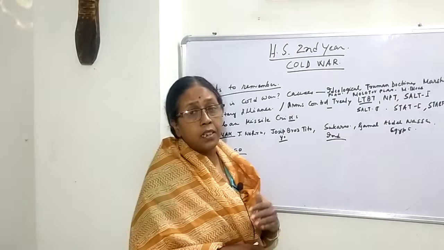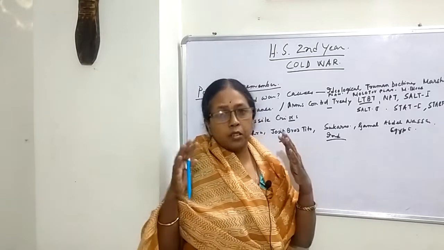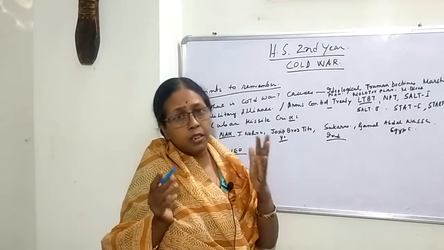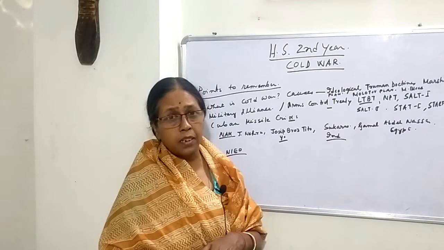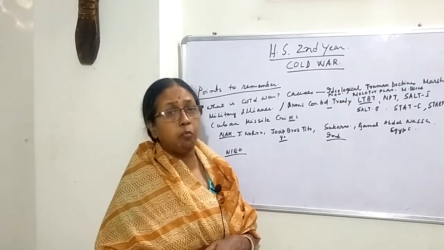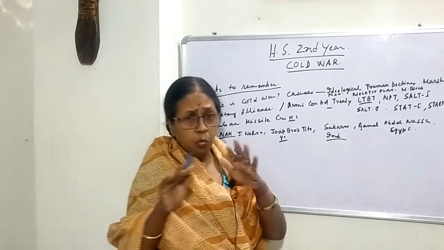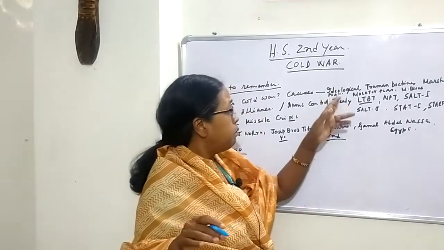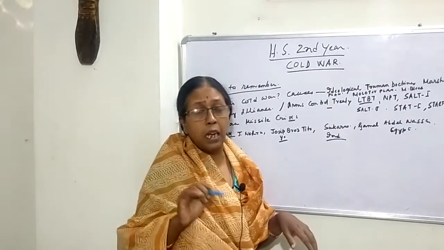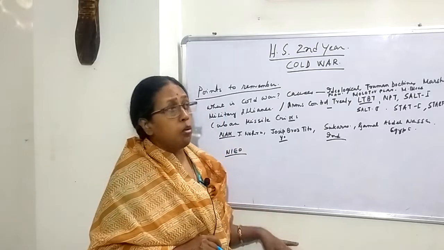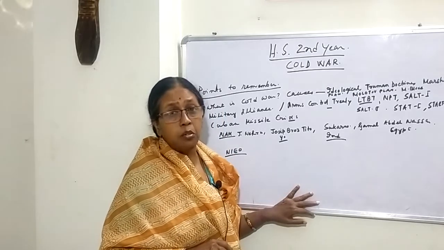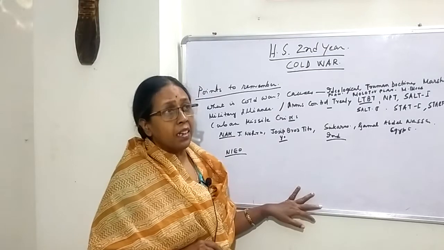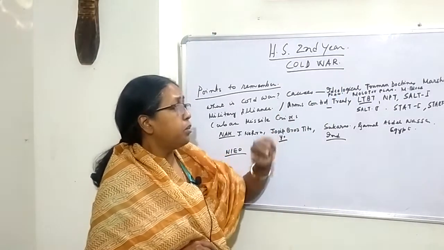And communism is in favor of nationalized production. All the economic system should be controlled by the state. There should not be any scope for private property, etc. So both are totally different, and both the countries, that means America and Soviet Russia, were interested to spread their ideology to other countries. And that is why tension started between these two countries.